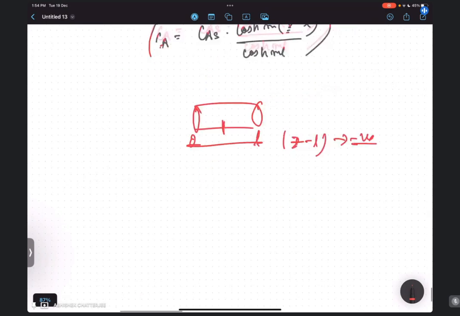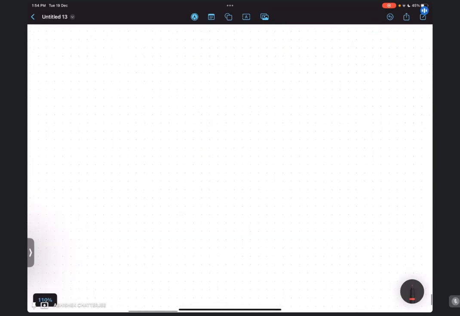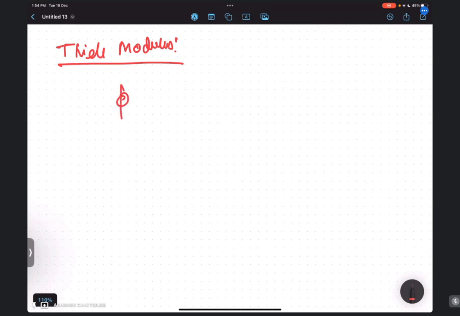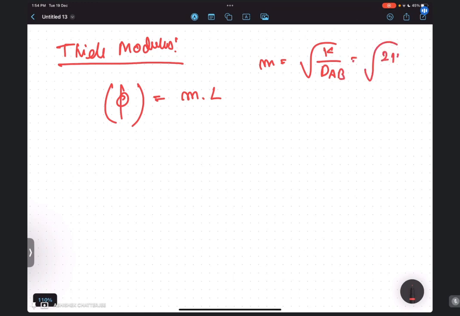Okay, what this quantity is, this quantity is nothing, it is known as the Thiele modulus, anything you can call it, doesn't matter. This Thiele modulus is given as your phi. This phi is denoted by m into L. What is this m? This m you already know, it is root under k by DAB, or it is also 2k double dash by r into DAB.